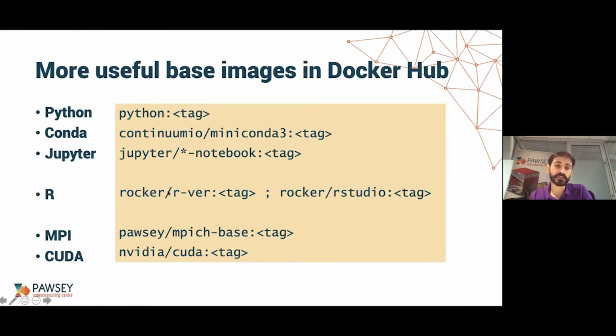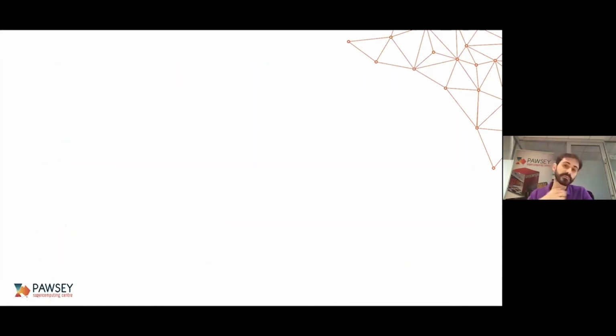If you are an R user, there is the Rocker project, which has done a great amount of work in providing R and RStudio images that might be the starting point for R-based containers. And then for HPC intensive users, NVIDIA provides CUDA-based images for GPU applications, and Pawsey provides ready-to-use MPI images for parallel applications for usage on Pawsey systems.